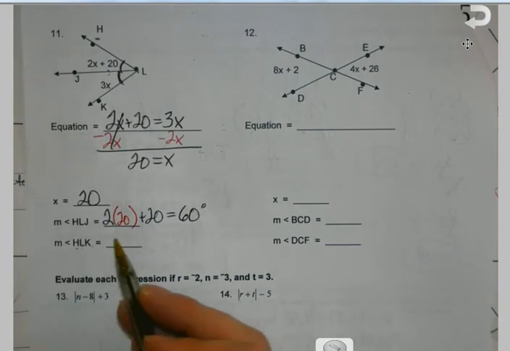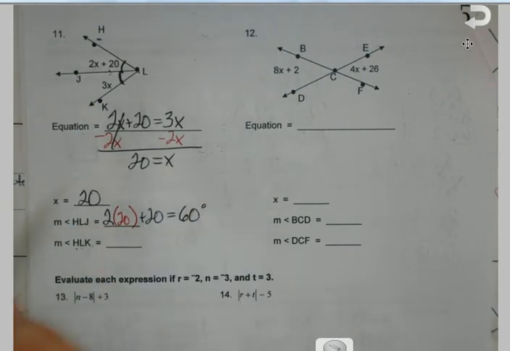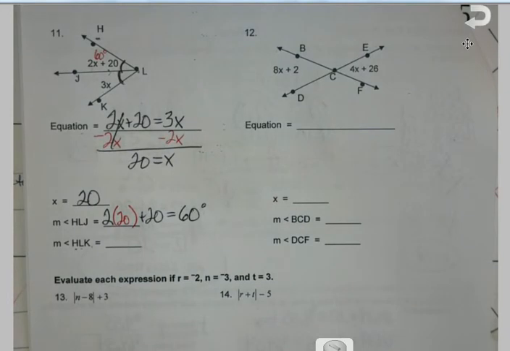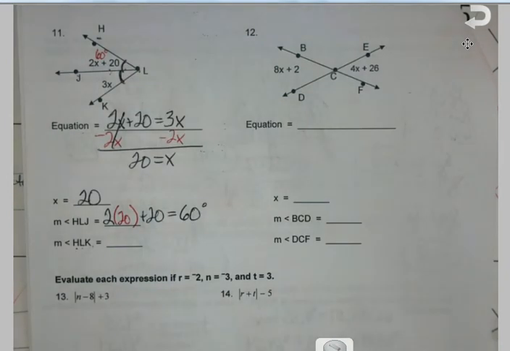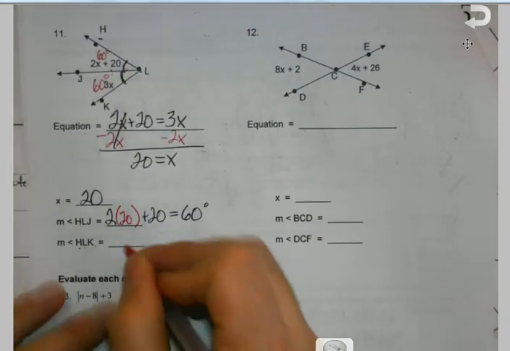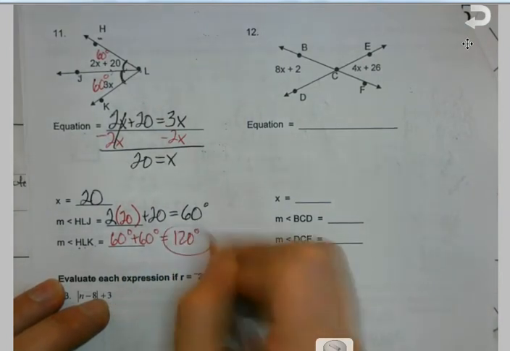And then HLK, okay, HLK, you're like, well, wait a minute, that's the whole thing. If this one's 60, then this one's going to be 60, because these little marks here tell me that they are going to be equal. So once I know what one of them equals, I know what both of them equal. And then once I know that, I would just add those two angles together, and that would be what the big angle would equal.